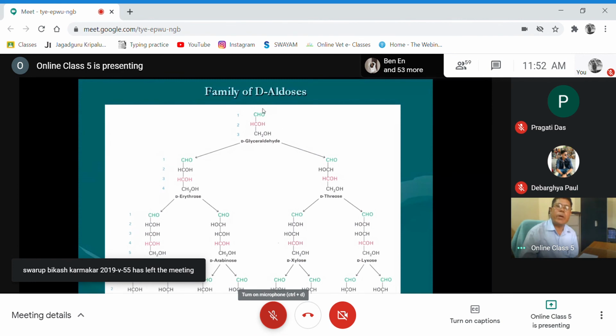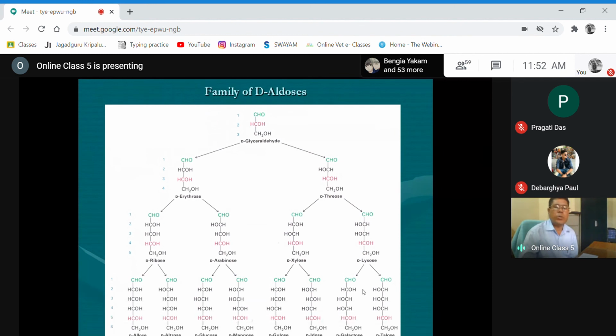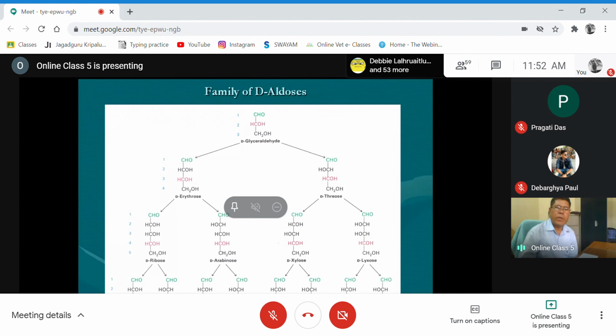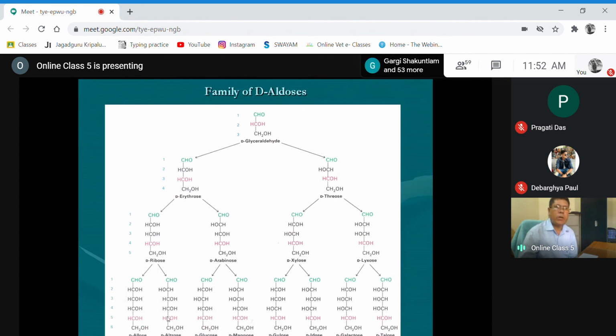Here, on the top, is the smallest one, and then it goes down to the molecules which contain 6 carbon atoms: 1, 2, 3, 4, 5, 6. These are the hexoses. I have mentioned that the heptoses, which contain 7 carbons, are very rare in nature and are produced only as intermediates of metabolism. These are the ones commonly found in nature. We'll discuss these structures in the next class. If we start with glyceraldehyde, that is the trioses, then you have the tetroses, pentoses, and hexoses.